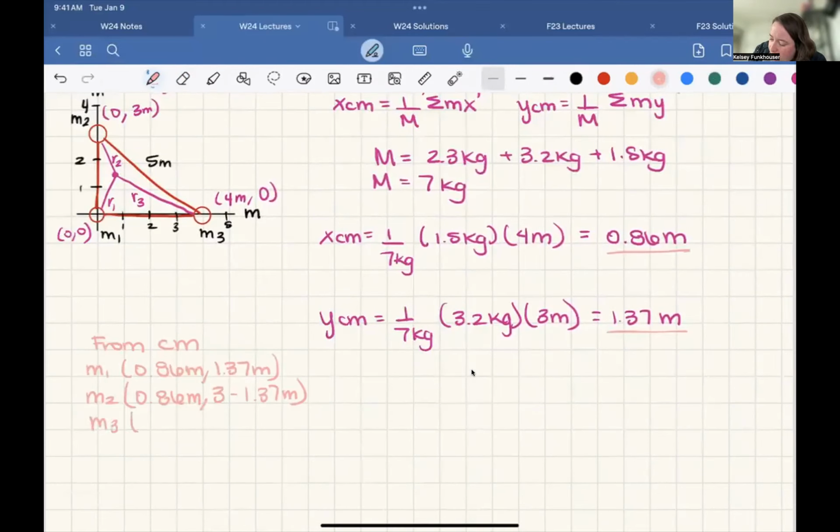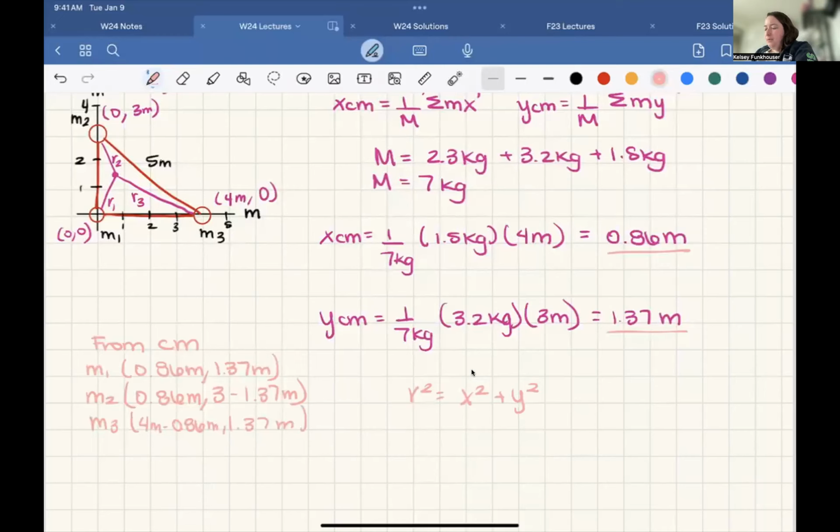And then mass 3, so this one, the Y part is 0, so that part stays the same. So that one is 1.37 meters, but then for the X, we have to take the difference. So we have 4 meters minus 0.86 meters. And then we can do R squared equals X squared plus Y squared for each of these.